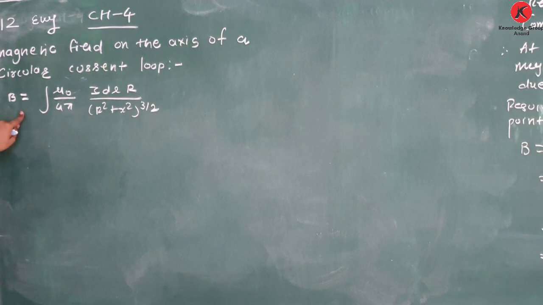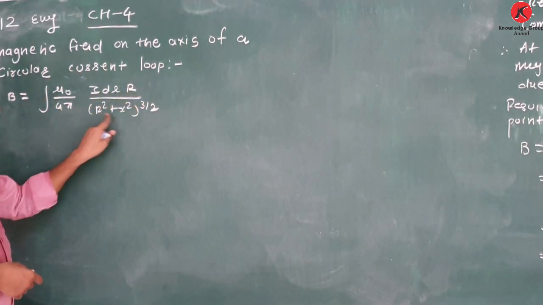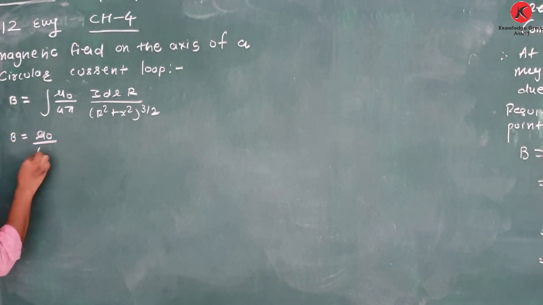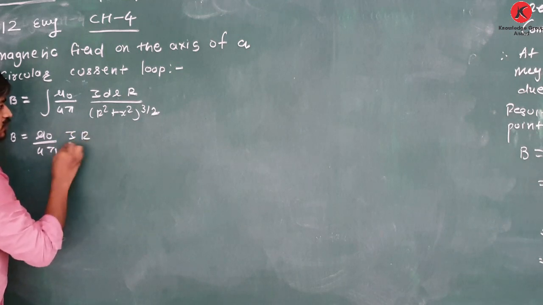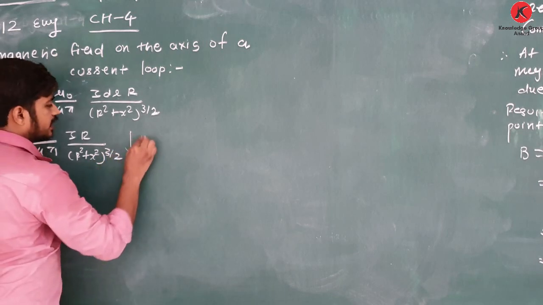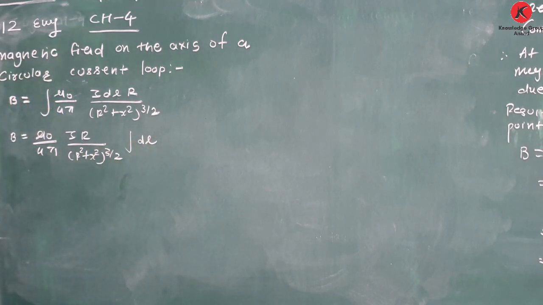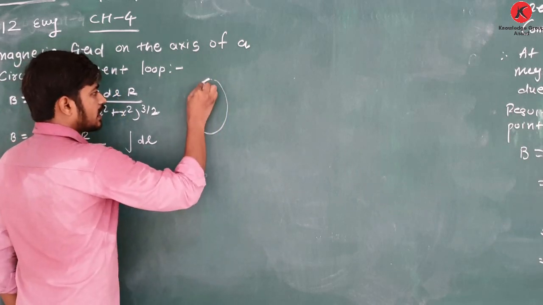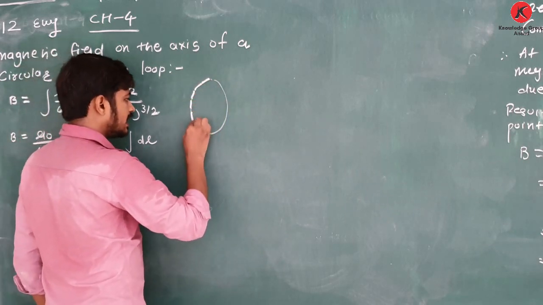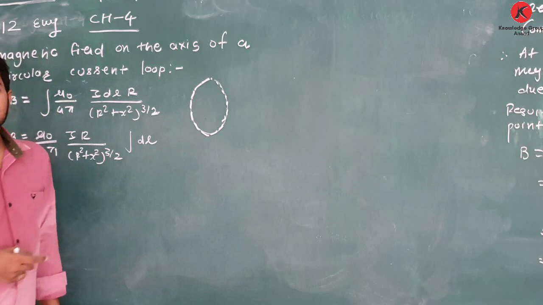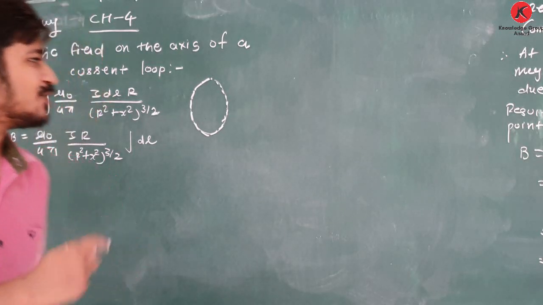Now see, B is equal to μ0 upon 4π, I dl r upon (r² + x²)^(3/2). B is equal to μ0 upon 4π, constant I, r constant upon (r² + x²)^(3/2) constant, integration dl. Now, what is the meaning of integration dl? If you have this figure, it is the addition of the length of each and every element, the circumference of the circle.